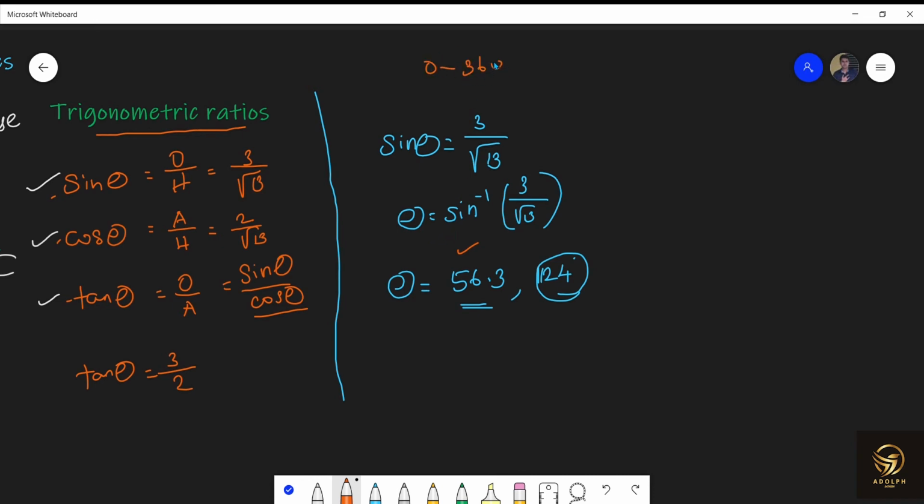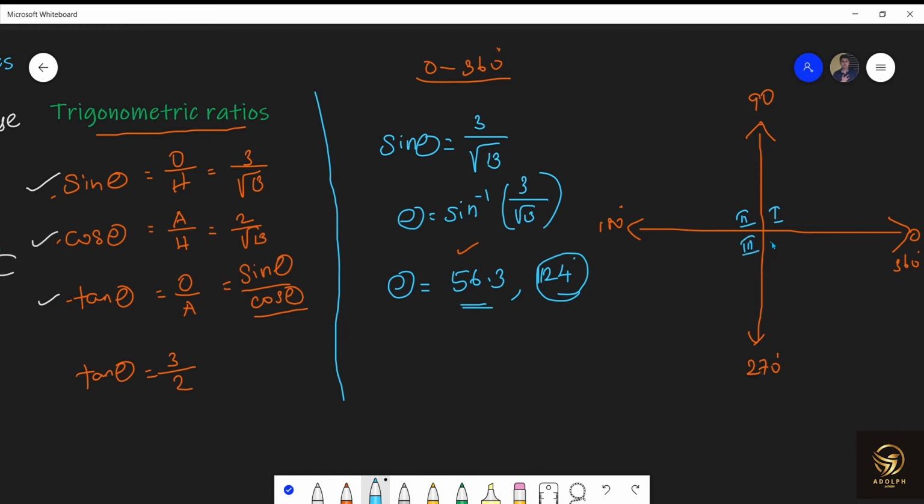So between 0 and 360 degrees, we will be getting two angle values for these calculations, but the calculator will always show only one. How are we going to get that other value? Let us consider the Cartesian plane. The Cartesian plane has four quadrants: first, second, third, and fourth.